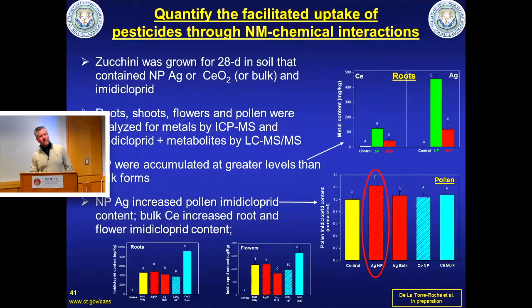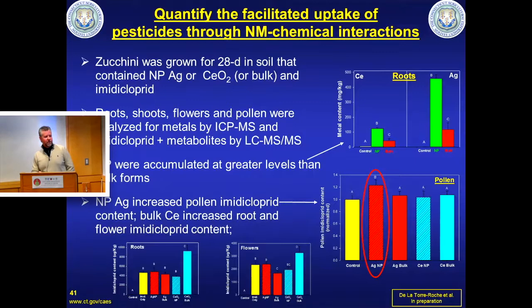This is just the ICPMS data, and I switched my colors here, so sorry about that. But again, in both cerium and silver, the green is the nanoparticle form. If the exposure is in nanoparticle form, you find more of the element in the tissue, not surprising at this point. So what happened in imidacloprid content? Imidacloprid we did by LCMS. It was total imidacloprid, so it was parent plus four metabolites. And we did see interesting things in, for example, roots and flowers.